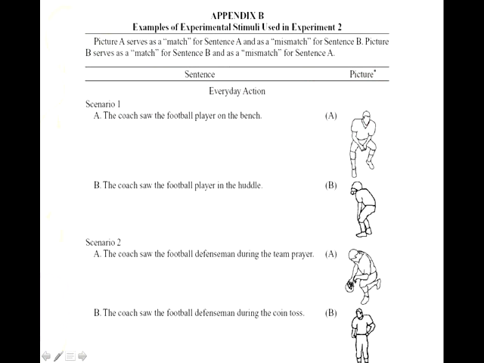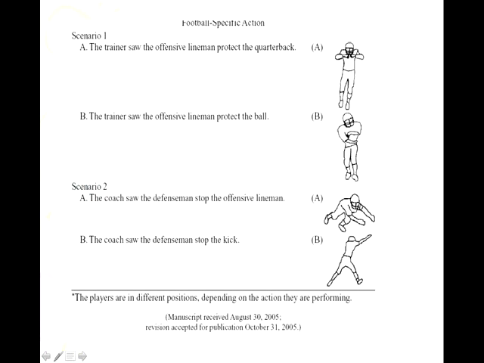On another experiment, she had football questions. So the coach saw the football player on the bench. They're sitting in the huddle. They're standing during team prayer, during a coin toss. Wait, there's even more of them. Offensive lineman's protecting the quarterback, protecting the ball, right? Defenseman's stopping an offensive lineman or blocking a kick. So your arms are up. So all of these are very specific actions.